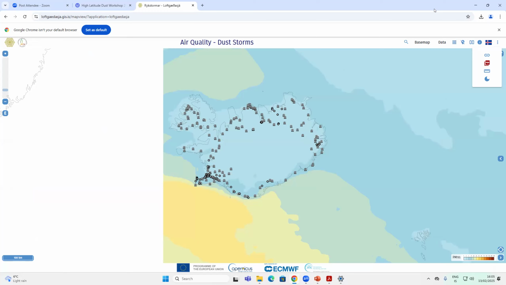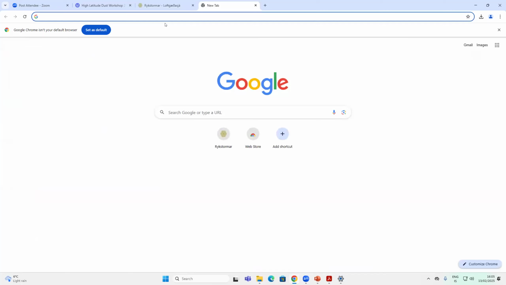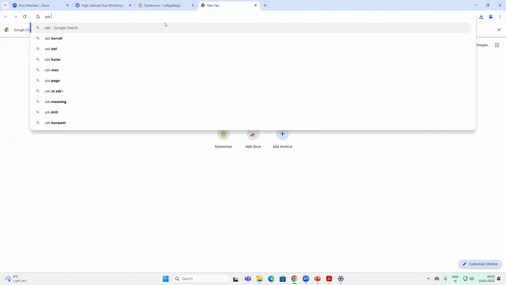Yes, and one more important news, and that's the SDS toolbox. Just Google it here.